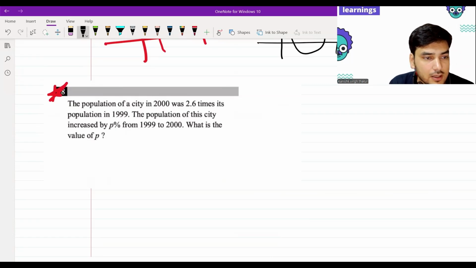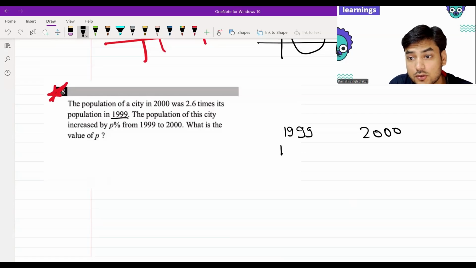Okay, so the population of a city in 2000 was 2.6 times its population in 1999. Suppose your population was 1 in 1999. So in 2000, how much does it become? 2.6 times, so it becomes 2.6. Suppose your population was K, so it becomes 2.6K. How much did it increase? Remember.